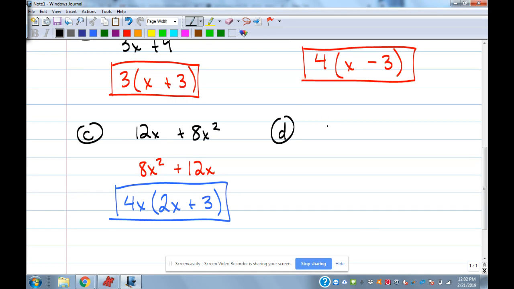Let's say we had 16x cubed plus 24x squared.